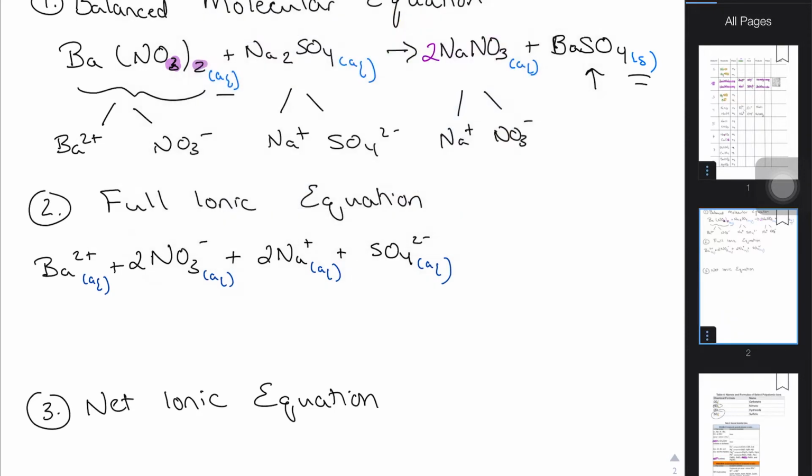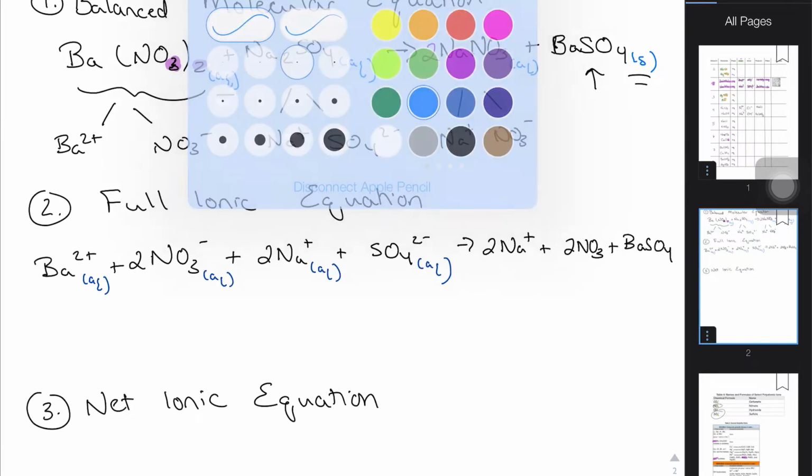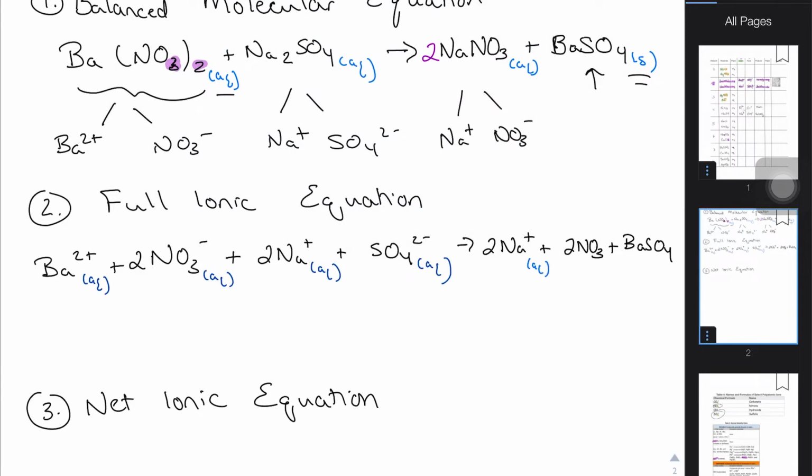And then we're going to go over to the right side of the equation, which we have two sodiums plus two nitrates plus our solid, BaSO4. And I'm going to put the phases on, AQ, AQ, and S. So there you have it. There is your full ionic equation. So again, the only difference between the full ionic equation and the balanced molecular equation is anything with an AQ subscript is broken up into cation and anion pairs.